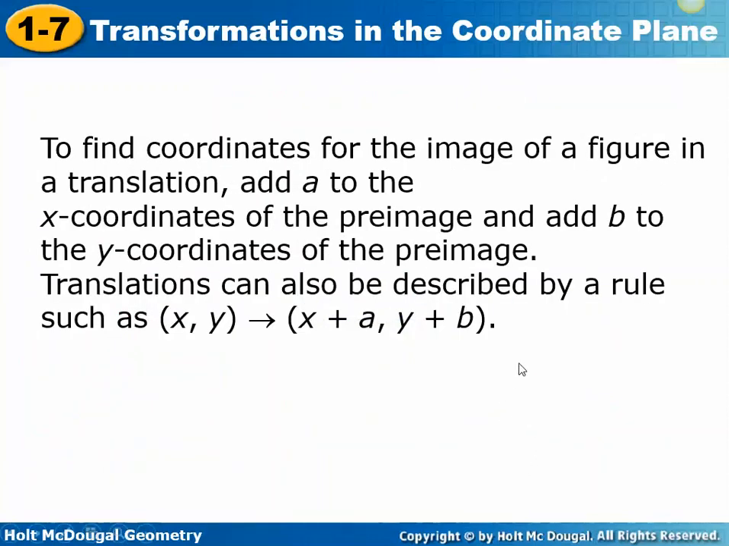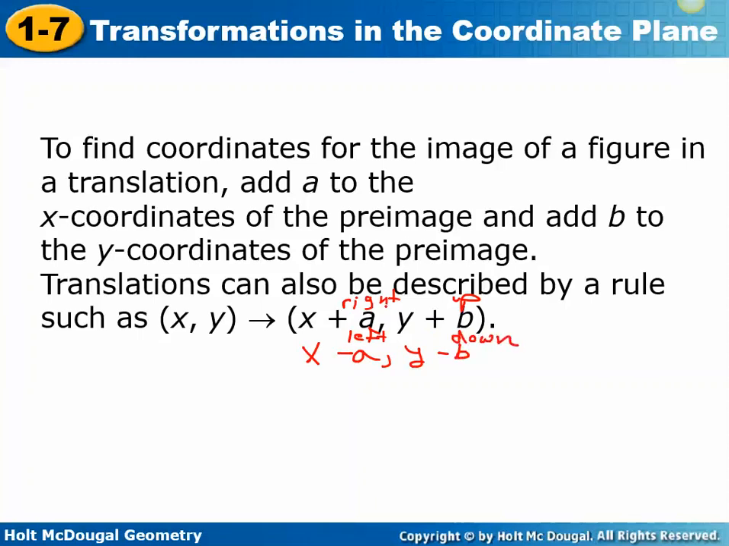To find the coordinates for an image of a figure after a translation, we're going to add how much to the right it goes to the x-coordinates, and we'll add how far up or down it goes to the y-coordinates. So that would be the rule. So this would be going to the right, and this would be going up. If you go to the left, you'd subtract a number. If you go down, you will subtract a number from the y-coordinate.